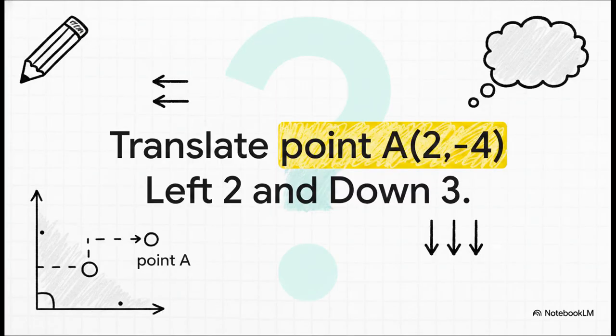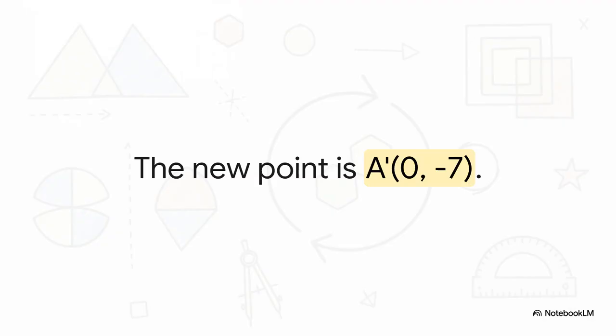Let's actually simulate a test question right now just to make sure this is clicking. So grab a mental pencil. Where does point A, starting at 2 on the x-axis and negative 4 on the y-axis, end up if we're asked to move it left 2 and down 3? All right, let's see how you did. If you correctly remembered that moving left means subtracting 2 from the x-coordinate of 2 and moving down means subtracting 3 from the y-coordinate of negative 4, well, you landed perfectly on A prime at 0, negative 7.